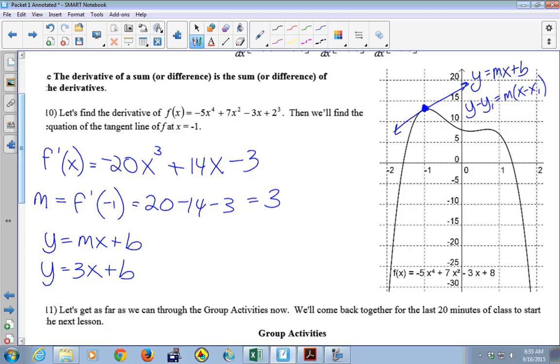Here's a point on the line. It's on the line and it's on the curve f, right? It's the point of tangency. So how can I find the y coordinate of that point? Jim, you just said plug -1 into the original function f, right? Because that point is not just on the line I'm interested in, it's also on the function f, because it's the point of tangency. So my point is going to be -1, f of -1, which is -1. If I plug a -1 in here, I get -5 plus 7 is 2, plus 3 is 5, plus 8 is 13.